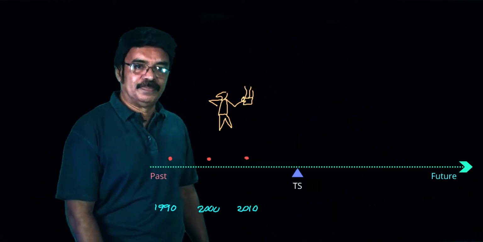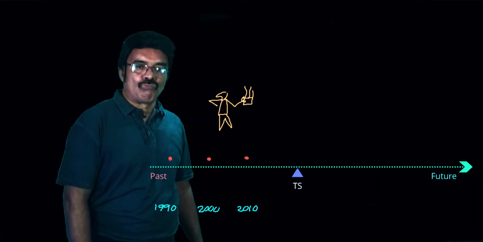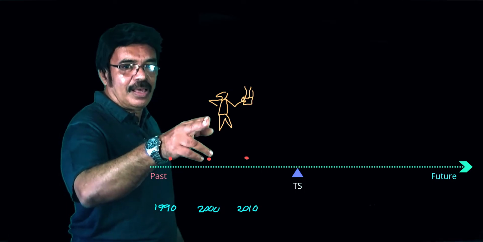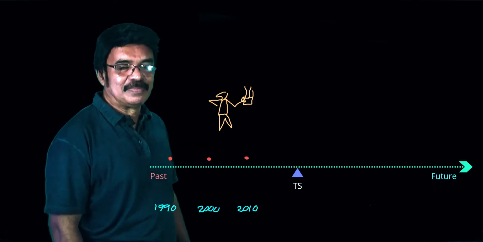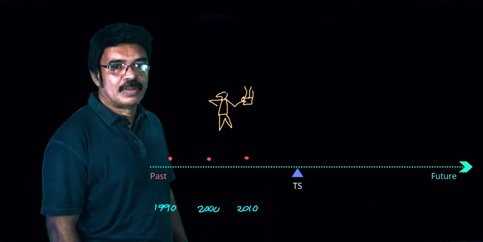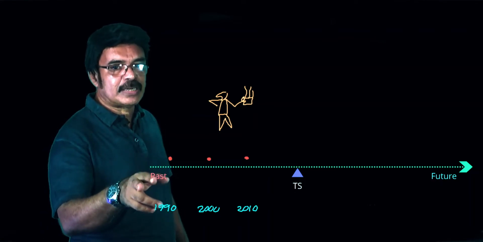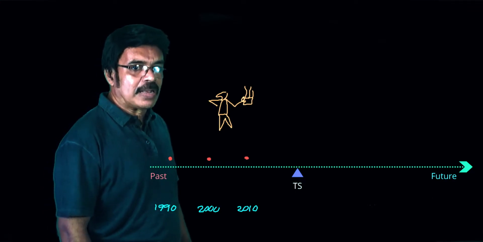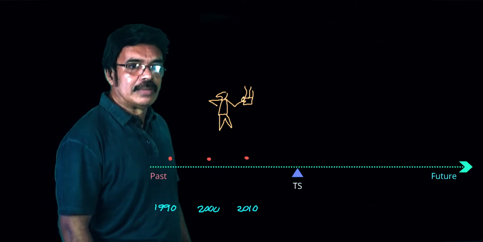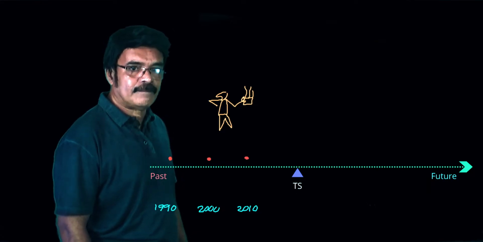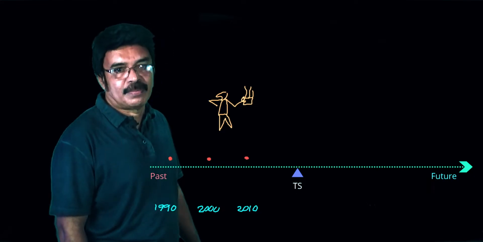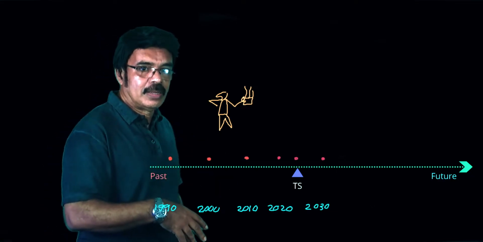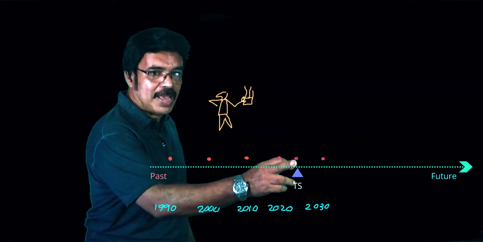What is this? Past, 1990. This is myself drinking coffee. I drank coffee in 1990 and 2000, 2010. In the past, I drank coffee, yeah, hundreds of times. And then 2020, 2030, now it is time speaking.